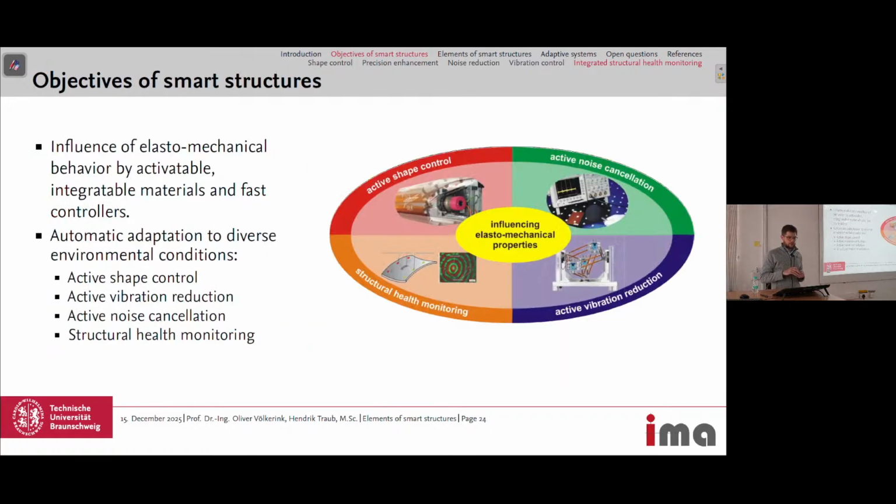So to sum up the objectives, before we go over to the elements, we try to influence the elastomechanical behavior by activatable, integratable materials and fast controllers. And with this, we adapt to diverse environmental conditions like active shape control, active vibration reduction, active noise cancellation, as well as structural health monitoring. And we saw examples from all 4 areas of this figure.